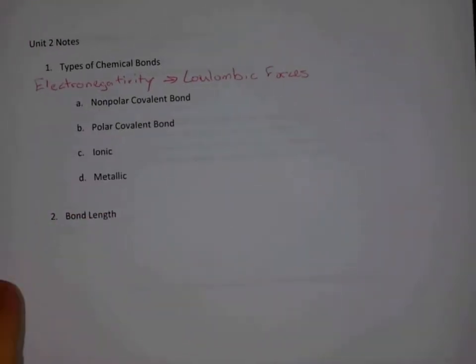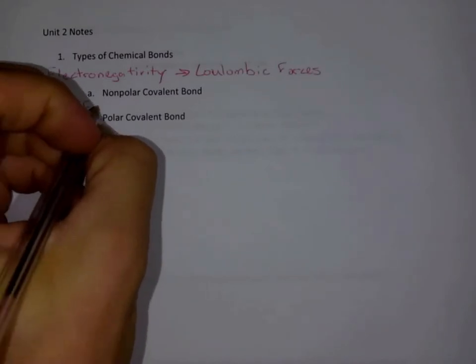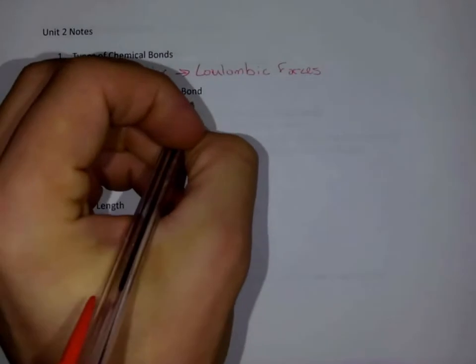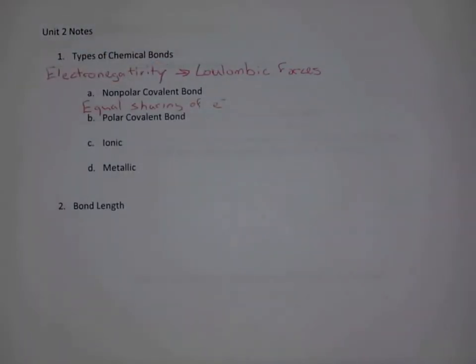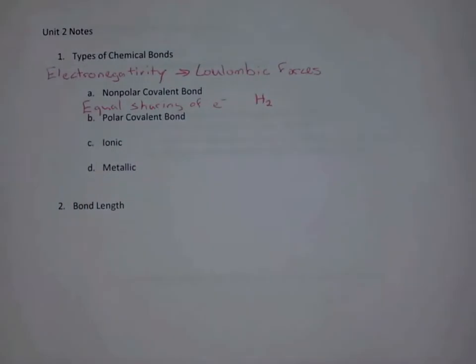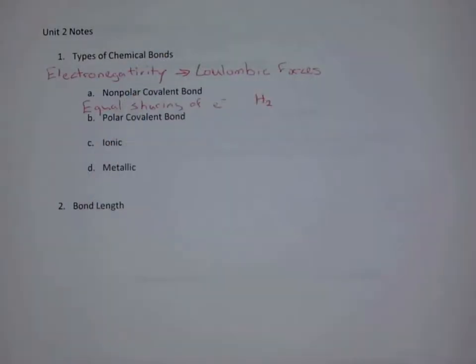So our first type of chemical bond is just a nonpolar covalent bond. This is where essentially there's equal sharing of the electrons. So if we have the same element bonded to each other, there's going to be equal sharing because those two atoms are going to be pulling equally on the electrons. So an example of this would be H2. One hydrogen here, one hydrogen there, they're both pulling the same amount on those electrons.